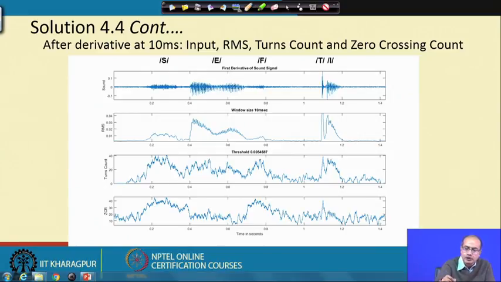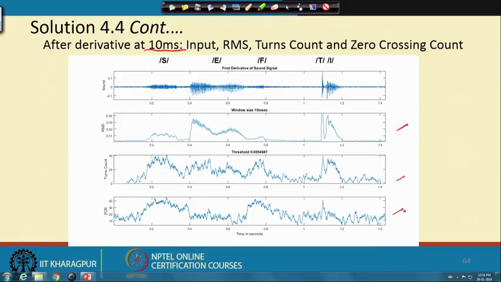First we go for that 10 millisecond window, we get the envelope here, followed by the turns count and the zero crossing rate. What we get, because of the derivative, the noise is actually aggravated, and now the zero crossing rate and turns count are giving actually higher counts. If you see, overall there is an increase in the turns count as well as zero crossing rate.